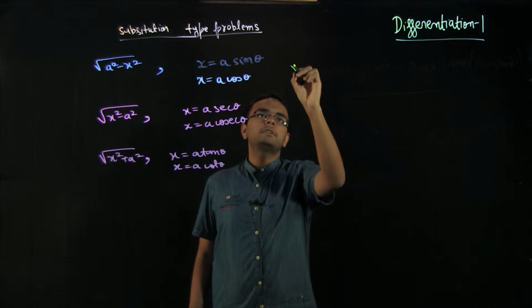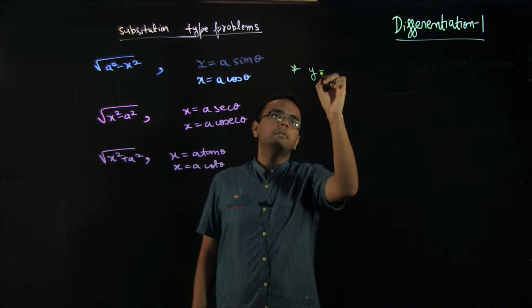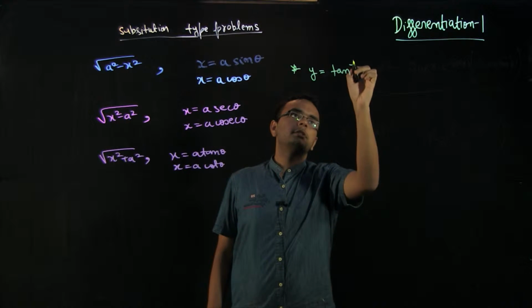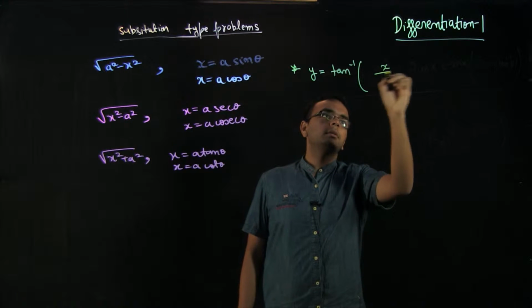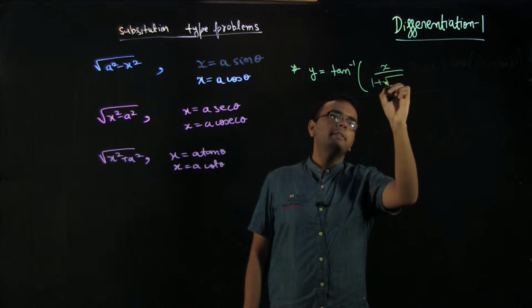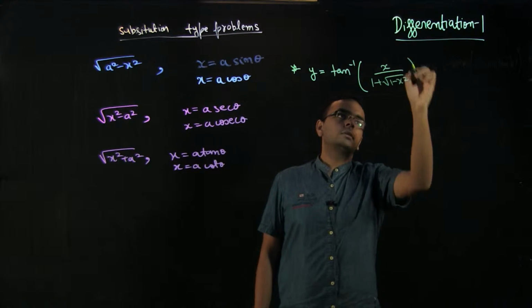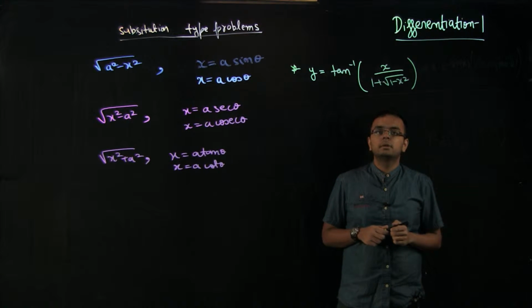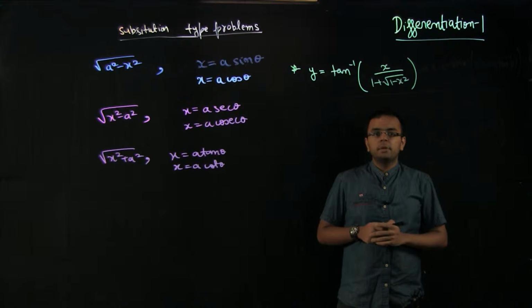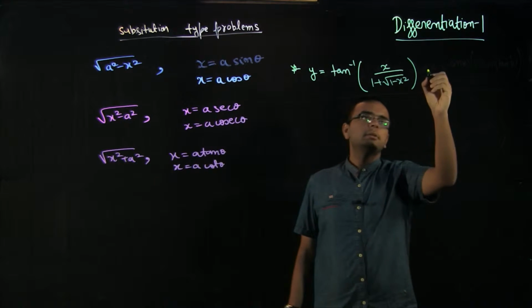The question tells us that y is equal to tan inverse of x by 1 plus root of 1 minus x square. Now we have been asked to find dy by dx.